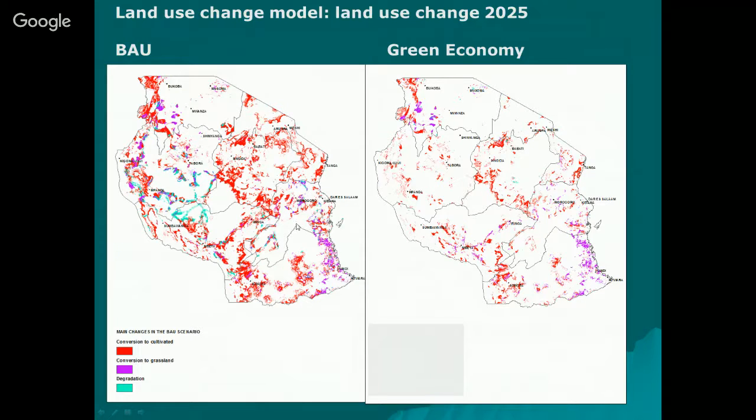And as you can see, both business as usual and green economy have quite a large amount of red on the map. So that's quite a lot of conversion as the population grows and those populations need to be fed. Of course, they'll continue to convert forests to agricultural land, but there's a lot less within this perspective.